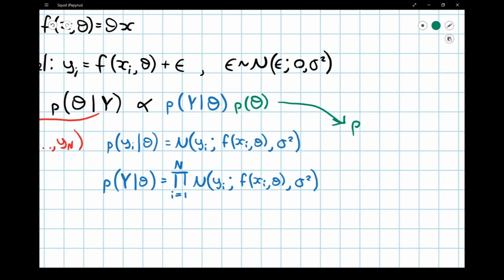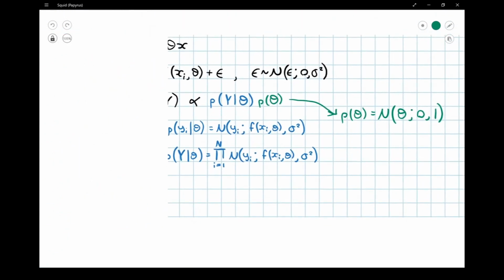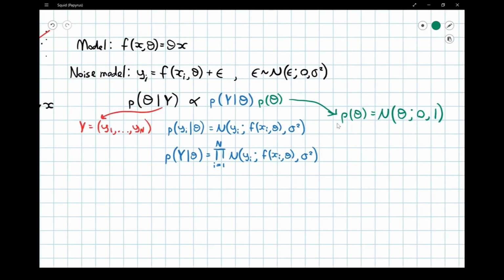So we might, in this case, say, let's say that before we did the experiment, we weren't really too sure about what theta could be. It could be positive or negative, for example, and so let's say we just put a Gaussian distribution over that as well. Let's say it was zero mean and unit variance. But this is entirely up to you.